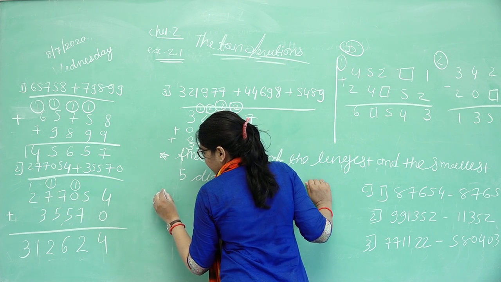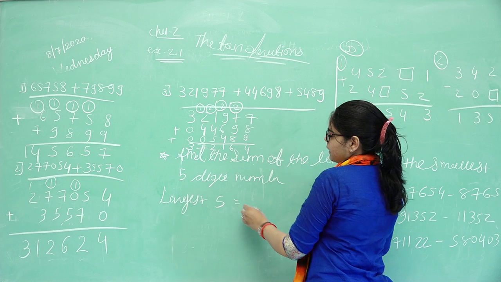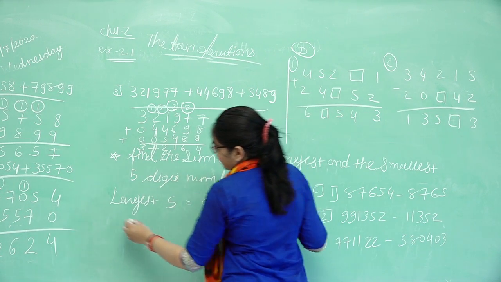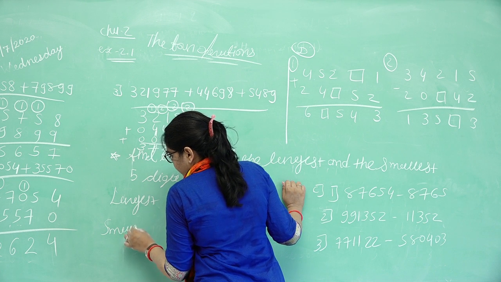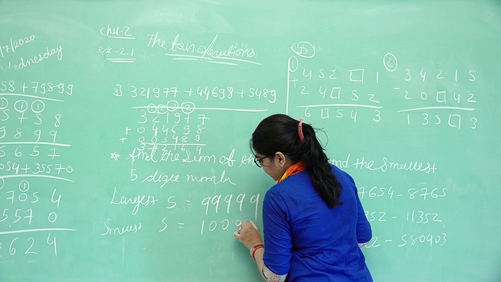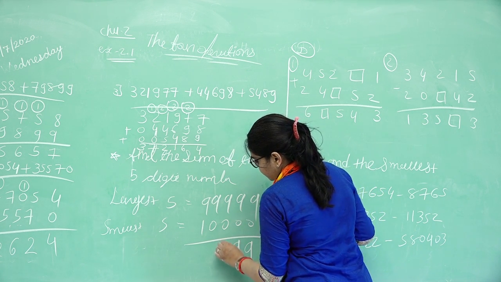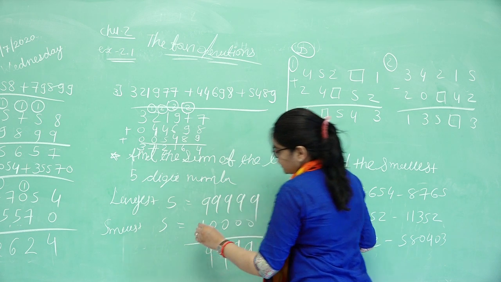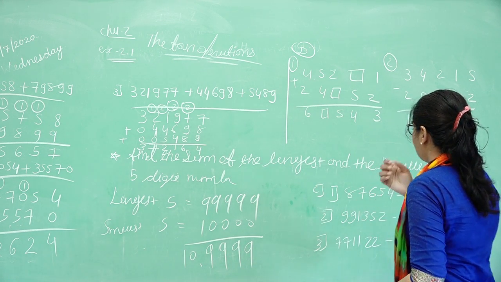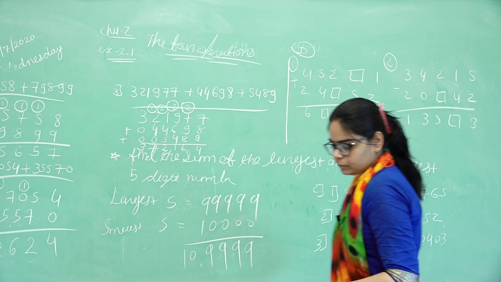First of all, the largest number. The largest 5 digit number is equal to 99,999. Okay, and the smallest 5 digit number is equal to 10,000. Now 9 plus 1, 10, 9 plus 1, 10, 9 plus 1, 10, 9 plus 1, 10, and 9 plus 1, 10. Okay, then after, our next question, question number C.